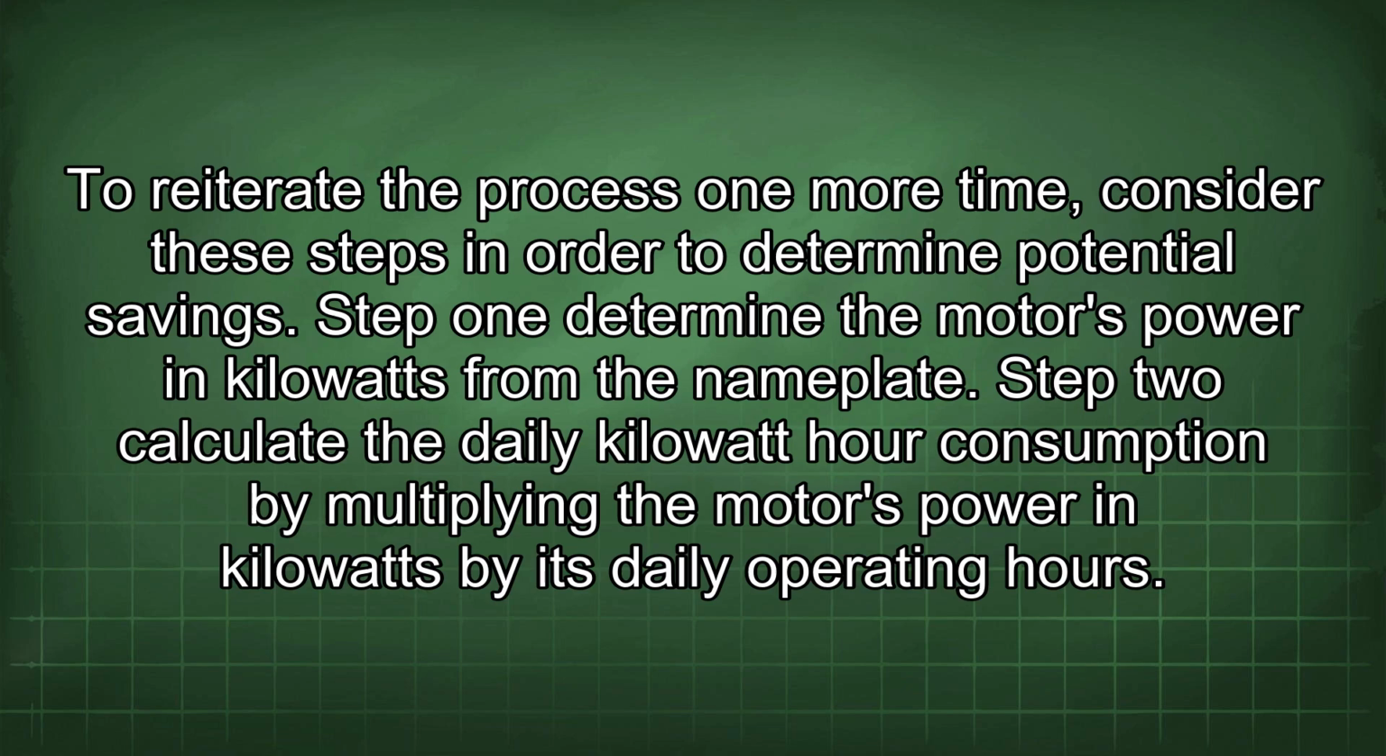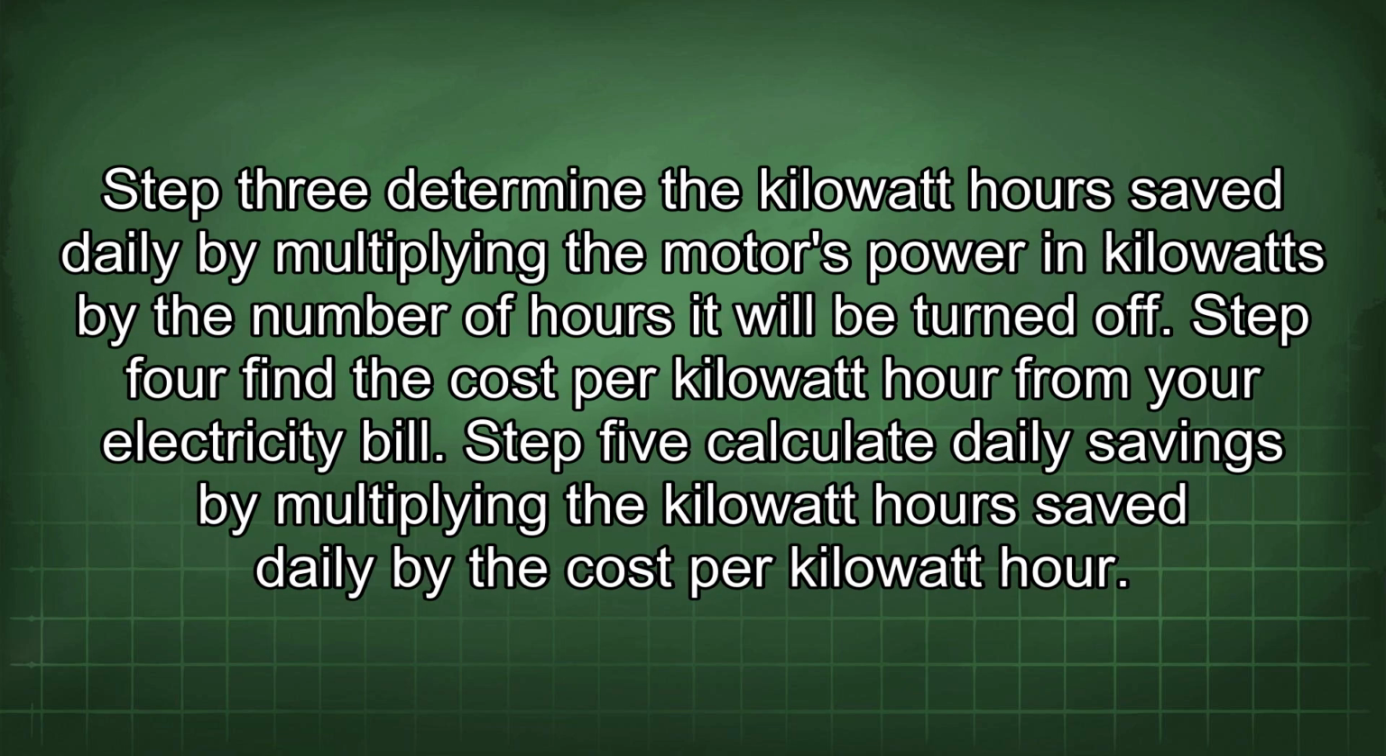Step 1. Determine the motor's power in kilowatts from the nameplate. Step 2. Calculate the daily kilowatt-hour consumption by multiplying the motor's power in kilowatts by its daily operating hours. Step 3. Determine the kilowatt-hours saved daily by multiplying the motor's power in kilowatts by the number of hours it will be turned off.